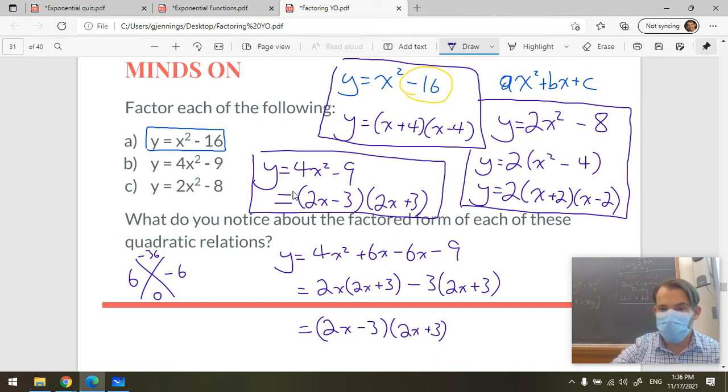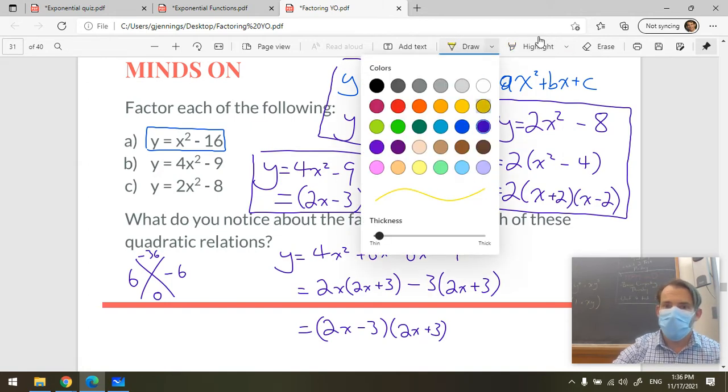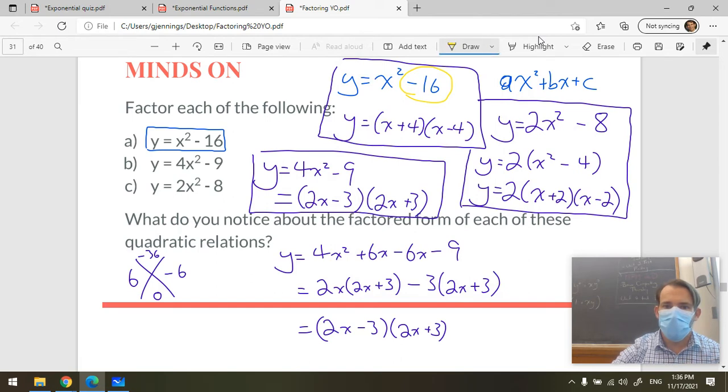Okay. So now I want you to think about, we're going to come back to this page and take a look at this. But what do you notice about the factored form for each of these quadratic relations? This one, and this one here. What do you notice or what do you wonder about this? Oh, highlighter doesn't work here, right? Because computers. What do you notice about this one, and this one, particularly about the factors?